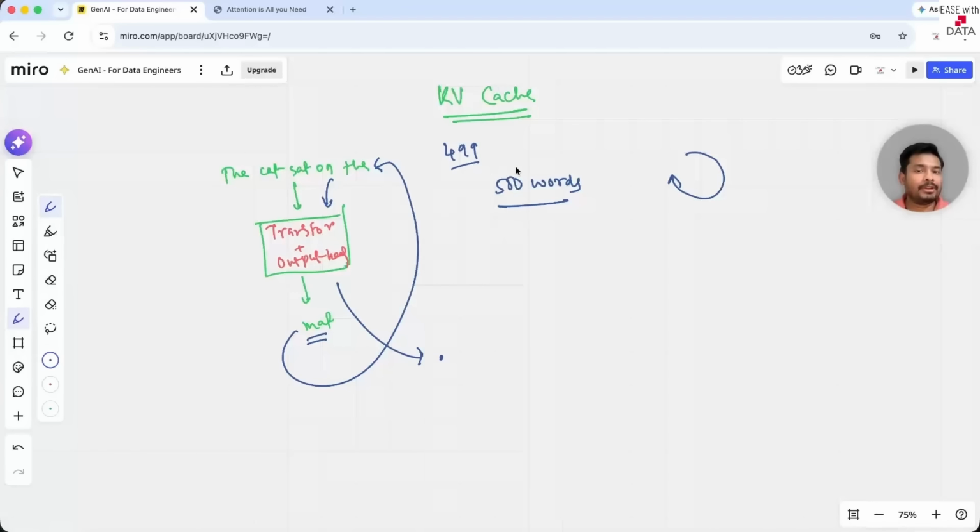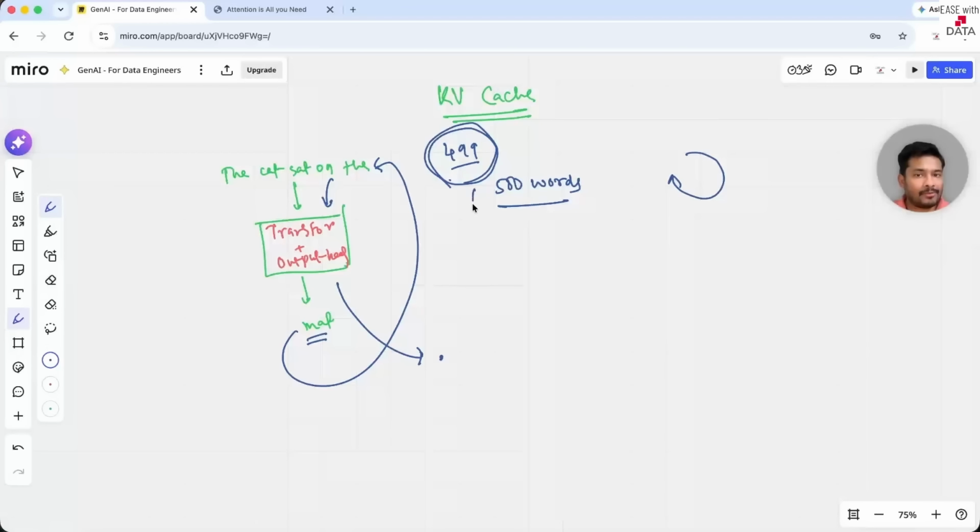And every time it has to append and put this within the transformer plus the output head in order to get the next token. Since the previous tokens that are already generated are not going to change, there is no point in wasting computation on computing these 499 tokens again. We only have to compute the next token, correct?